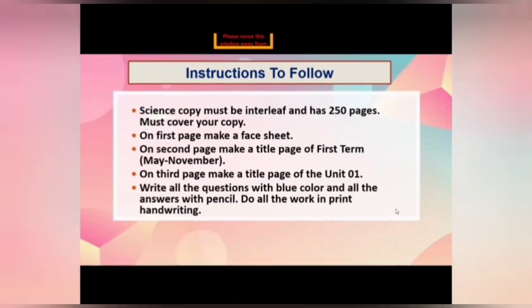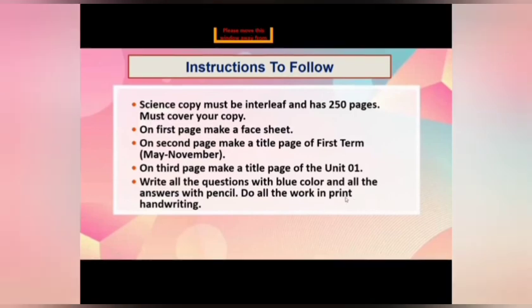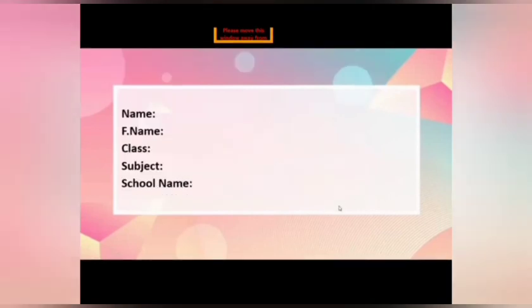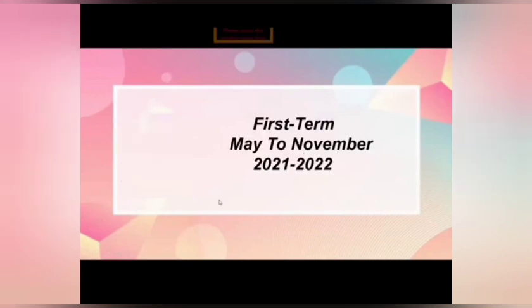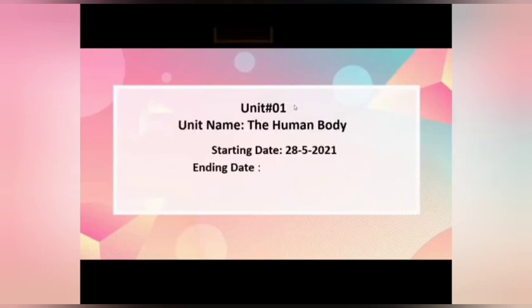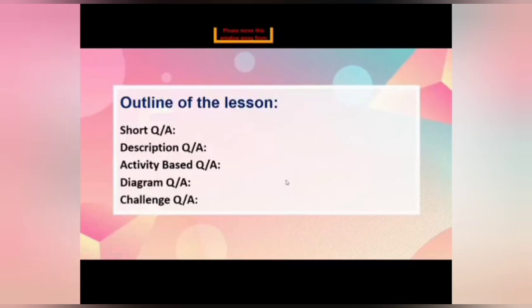Print writing मतलब ये जैसे आपको स्क्रीन पे दिख रही है अलग अलग वर्ड्स. ओके, प्रिंट राइटिंग. ओके, देखो फेस शीट आप ऐसे बनाओगे. सेकंड पेज पे फर्स्ट टर्म मई टू नवंबर 2021 and 2022. Okay, unit number 1. On third page make a title page of unit number 1, the human body, starting date and ending date. Ending date क्या हो जाएगी आज की, 1 जून.